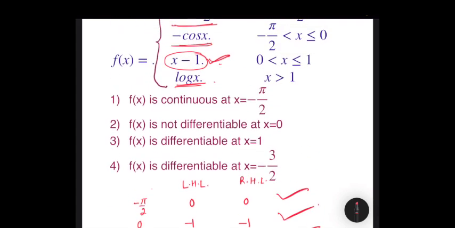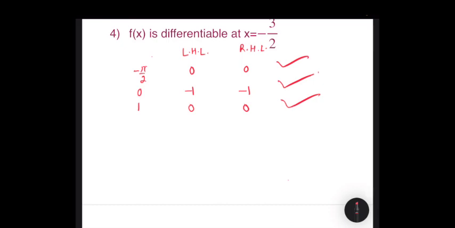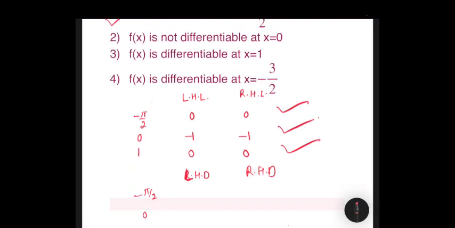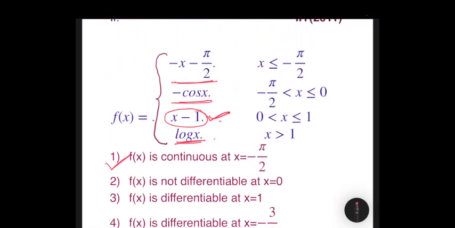Now check the options. f(x) is continuous at x equals minus pi by 2. So the first option is correct. The other 3 options are about differentiability. So first we check the differentiability. Find the LHD and RHD at minus pi by 2, 0 and 1. How do we find the left hand derivative?